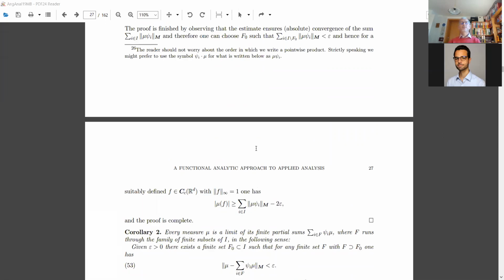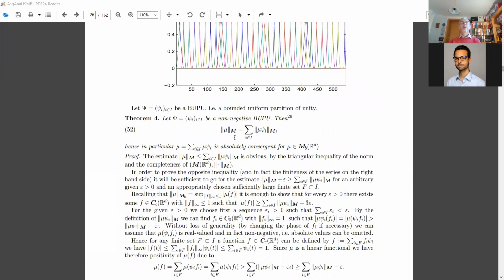Okay, important message to go back to the theorem. You can decompose every measure by any partition of unity of this particular form into pieces. Each of the pieces is a linear functional. It can be measured in the measure norm, but the sum of the pieces is exactly the measure norm.